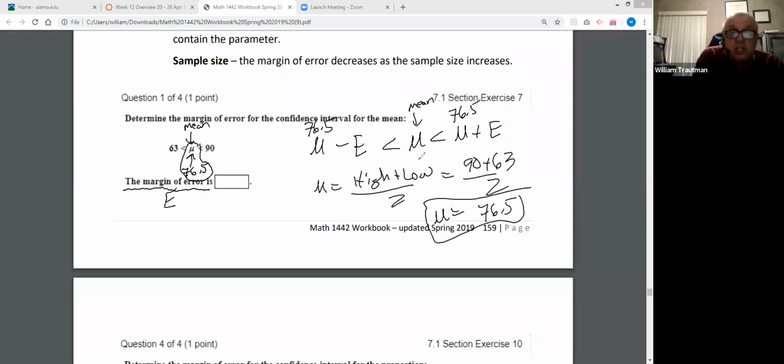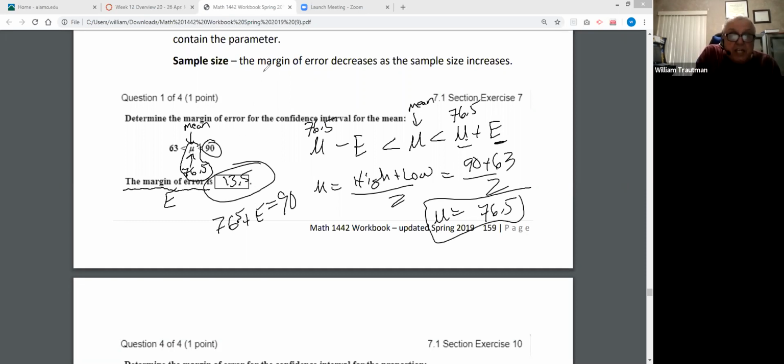Okay, so the margin of error is the average plus the error. If we know the average is 76.5, plus the error, it's going to equal 90. So we just subtract 76.5 from 90. 90 minus 76.5, and I get 13.5. That's my margin of error.